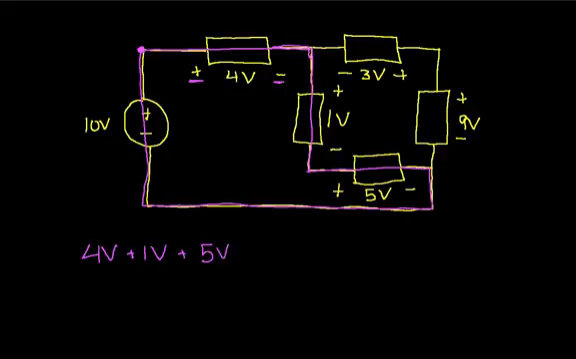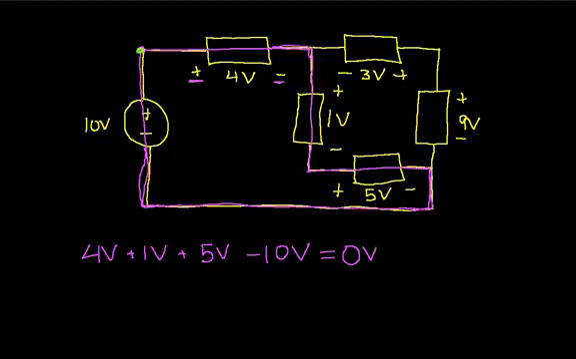And now I come all the way around the circuit, back up to the 10 volt source, and now I'm going from a lower potential to a higher potential. So I write this as a negative 10 volts. Kirchhoff's voltage law says that the sum of the voltages I've encountered will be 0 volts. And you can see that in this case 4 plus 1 plus 5 gives me 10, minus 10 does indeed equal 0 volts.